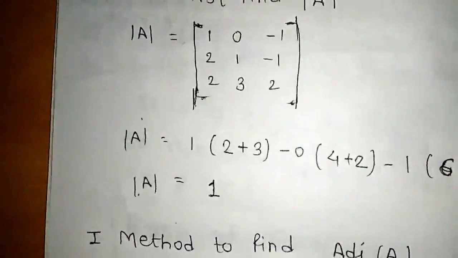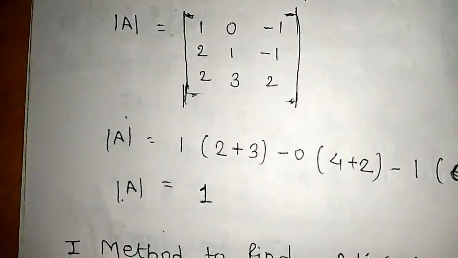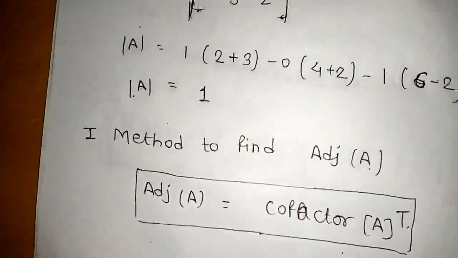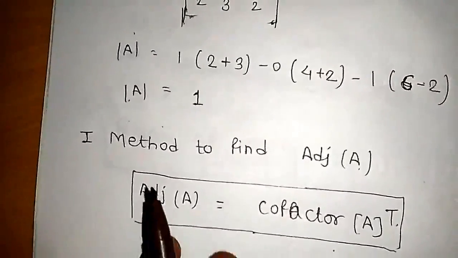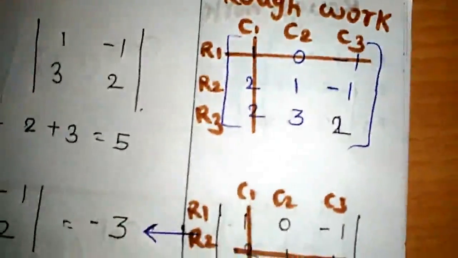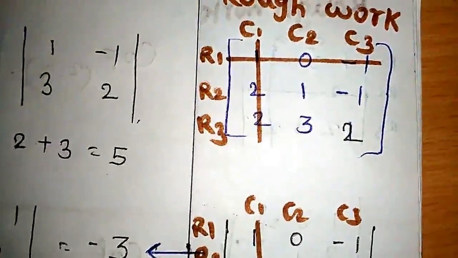Now to calculate adjoint, I'm going to solve this adjoint by using two different methods. So for first method, I will calculate the cofactor, and the adjoint is equal to transpose of that cofactor. Now how to calculate cofactor? Suppose this is your original matrix 1 0 minus 1, 2 1 minus 1, 2 3 minus 2.